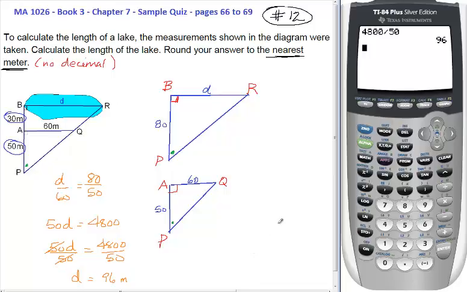Now this is a word problem, so your answer should be a word answer. So you should write a little sentence like a final conclusion. The length of the lake is 96 meters. So there's a complete answer or solution for number 12, part of your sample quiz for chapter 7.